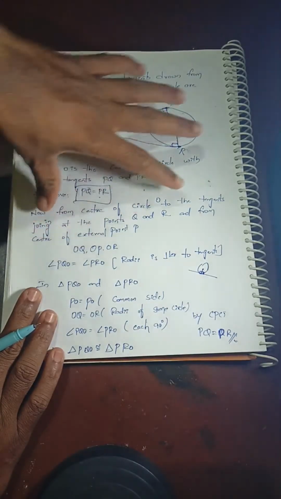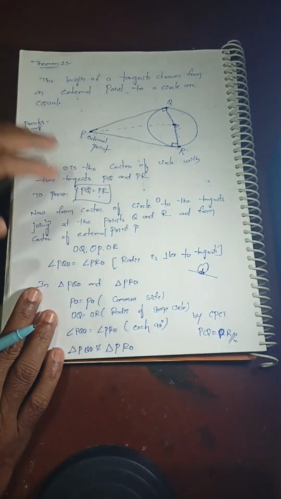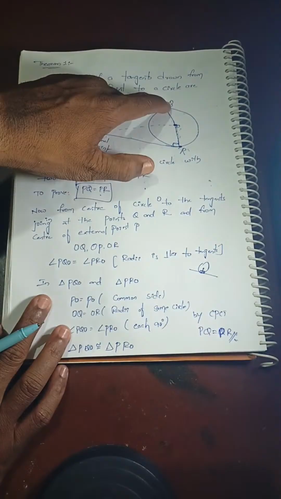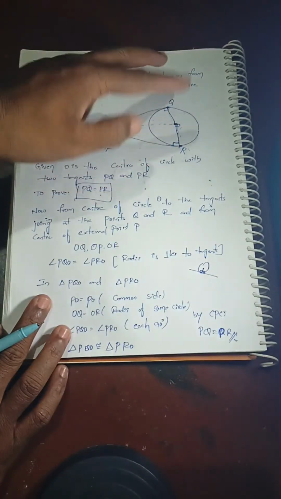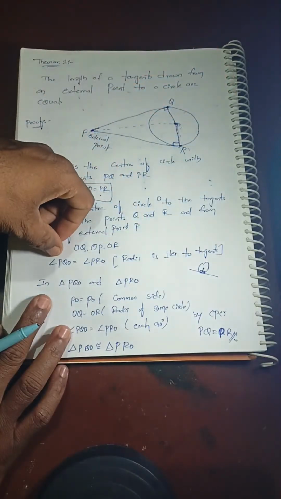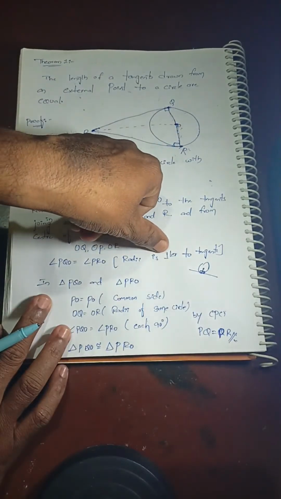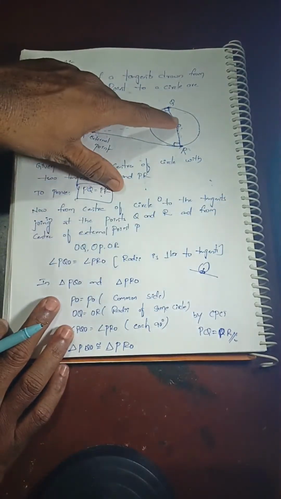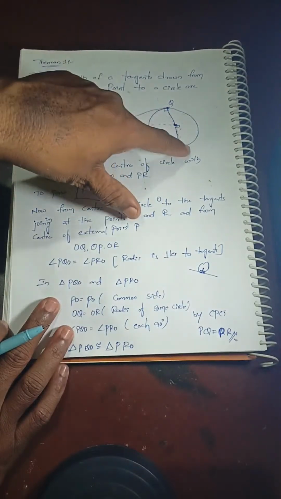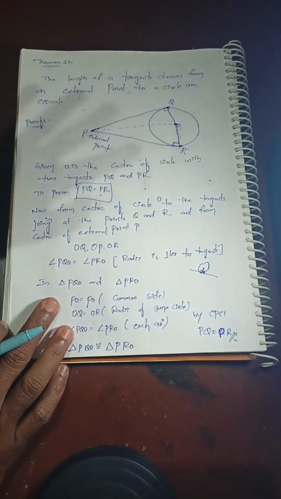These sentences are not mandatory to write as they are. You can write your own sentences also. Now see, PQO and PRO. OQ is one radius, OR is the second radius; these two are generally written as radii. Both are radii perpendicular to the tangent. OQ is the radius and PQ is the tangent, and both are perpendicular to each other. Here also OR is the radius, PR is a tangent, both perpendicular to each other.